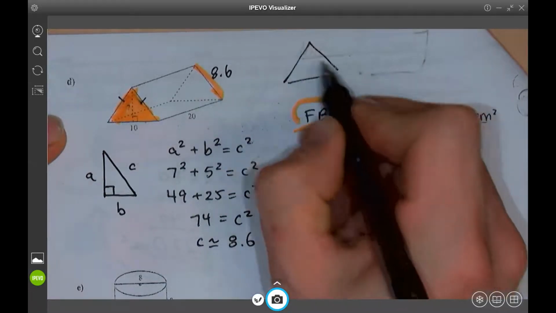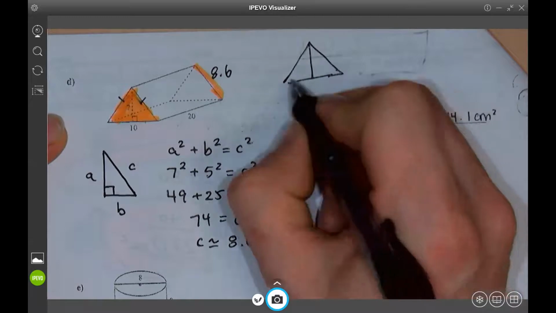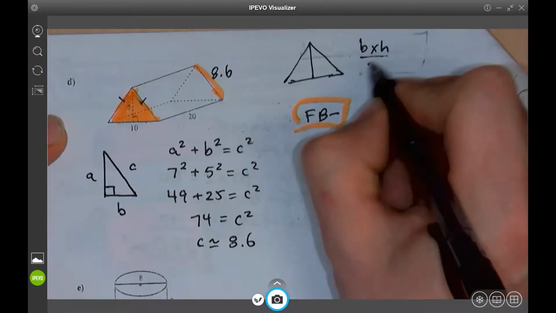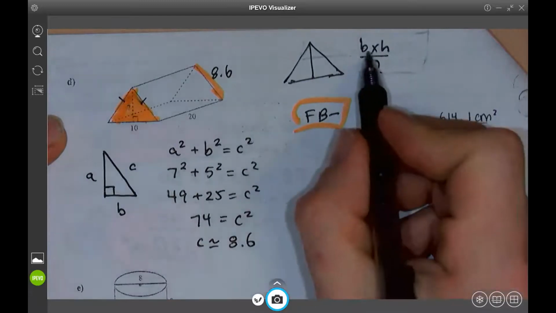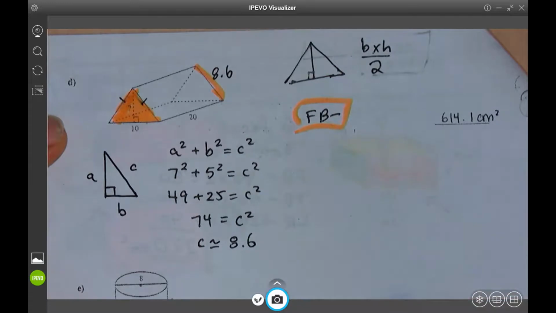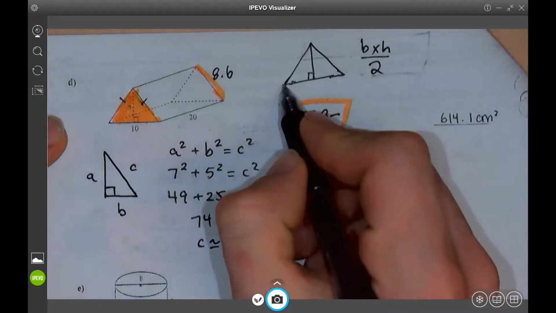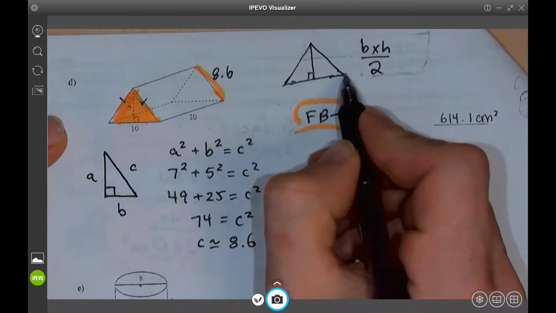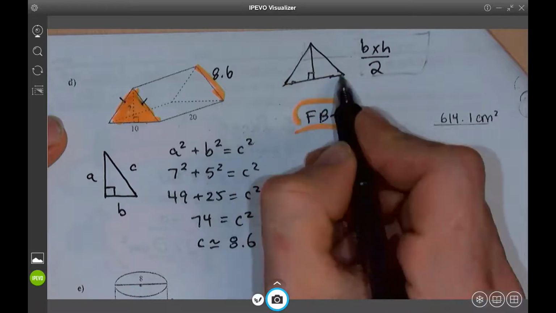triangle? The area of a triangle just needs to be base times height divided by 2. Now the trick with a triangle is the base and the height need to be perpendicular to each other. They need to be at right angles from each other. So it doesn't matter that the line goes all the way across. We just need two lines that are perpendicular from each other.